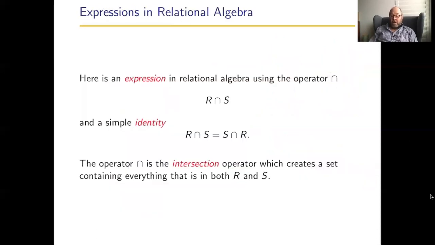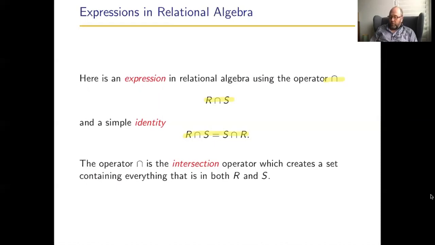Intersection. Here's another expression in relational algebra using the operator intersect. R intersect S is the table formed by any rows, any tuples that are in both R and S. And of course, we have this identity that the intersection of R and S is the same as the intersection of S and R.